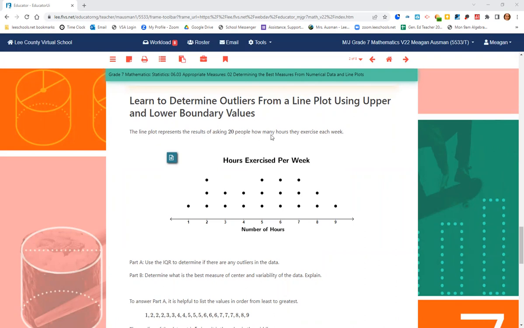So 20 people were asked how many hours they exercise each week. Okay, use the IQR to determine if there are any outliers in the data. Determine what is the best measure of center, mean or median, and variability, that would be range or IQR, interquartile range. To answer part A, we need to take the time to list the numbers in order from least to greatest.